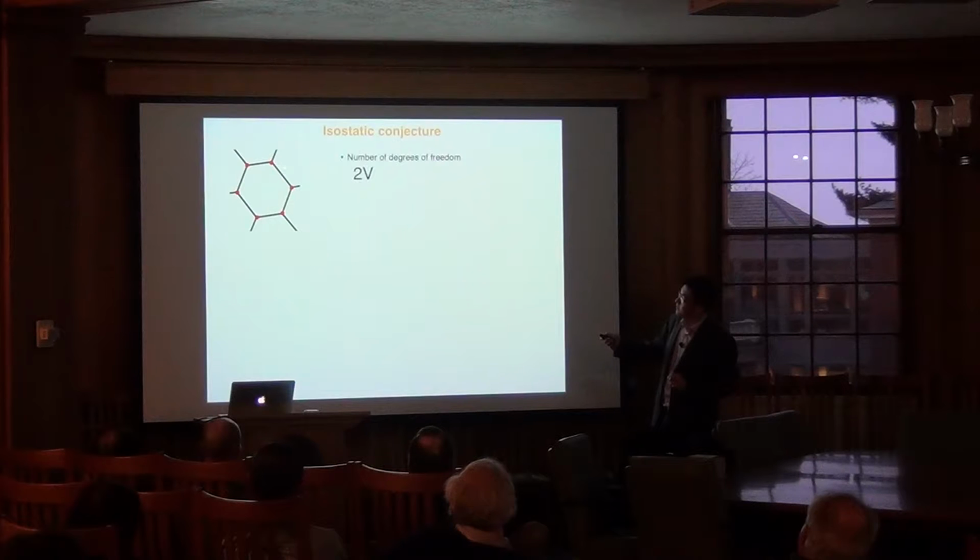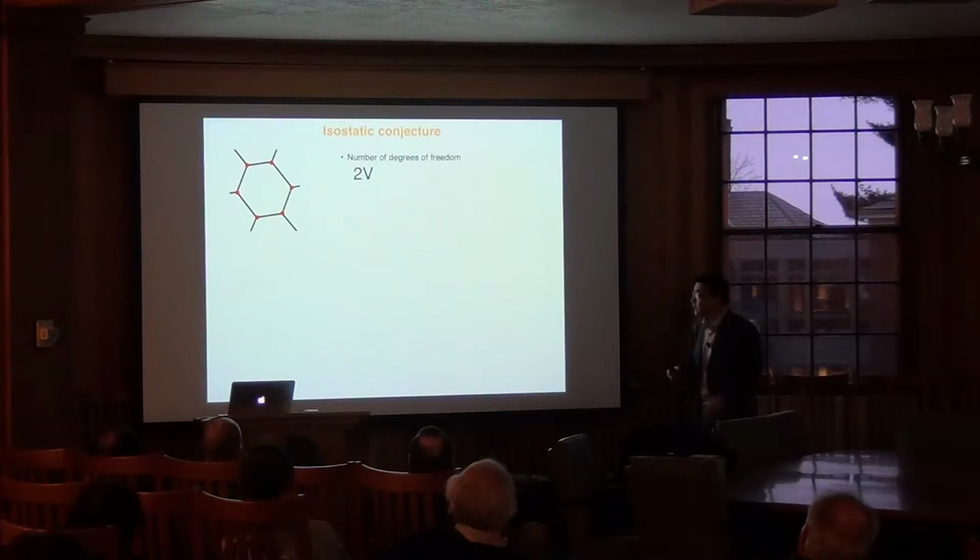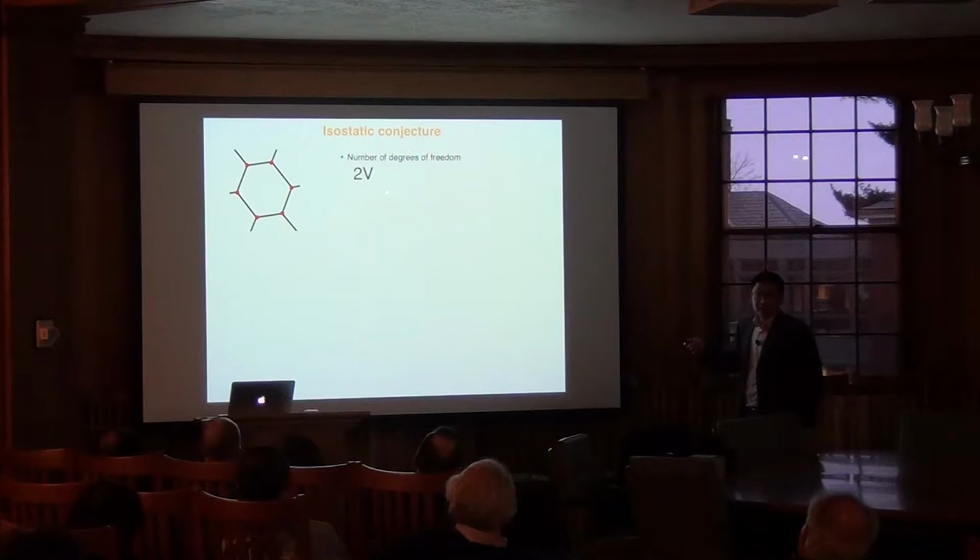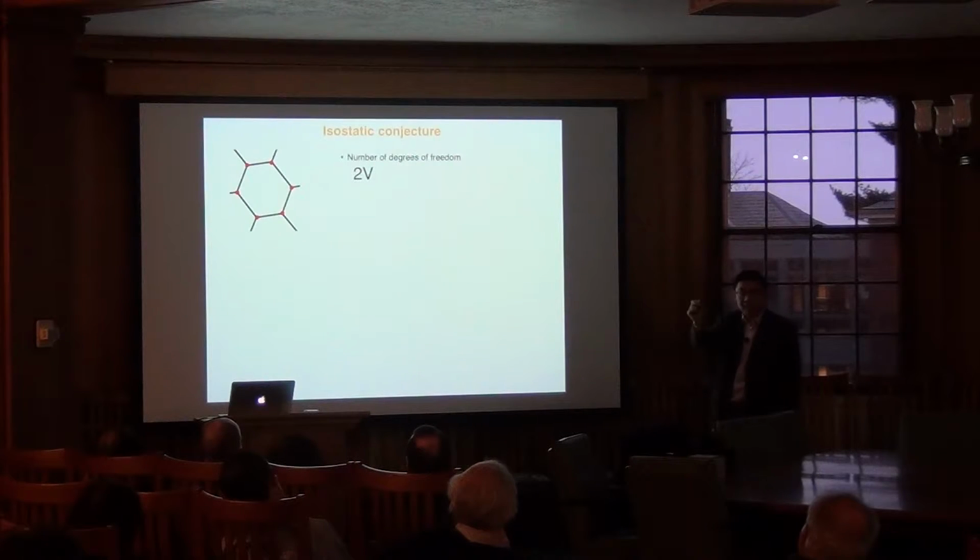So the red dots represent the vertices, and the lines are the edges in the network. If V is the total number of vertices, then for each vertex I have 2 degrees of freedom in 2D. I can move in X or Y. So I have 2V total degrees of freedom.